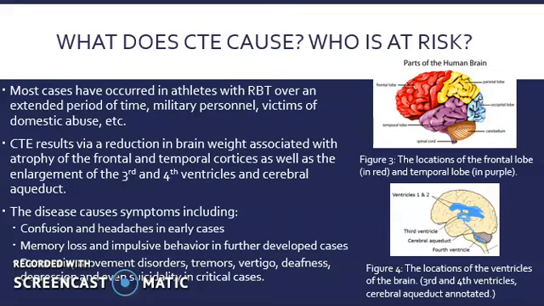CTE results when the NFTs and the resulting plaques that I mentioned earlier induce a reduction in brain weight associated with atrophy of the frontal and temporal cortices, as well as the enlargement of the third and fourth ventricles and cerebral aqueduct. We can see all of these areas within figures 3 and 4 to the right here, with figure 3 showing the frontal and temporal lobes, and figure 4 showing the ventricles and cerebral aqueduct locations. So when this disease is induced, these areas are critically damaged and can cause numerous symptoms.